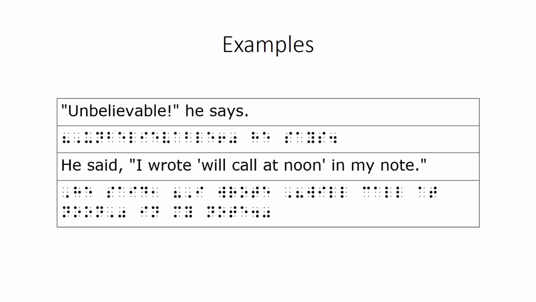Here's some examples of that. And the second one shows you how we use the non-specific one and the single quotes. And notice too, at the very end of that second sentence, that the quotation mark is on the outside of the period and not on the inside.